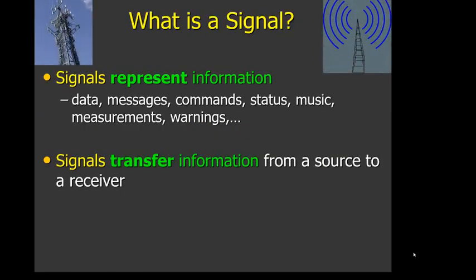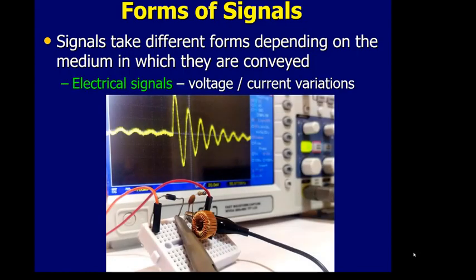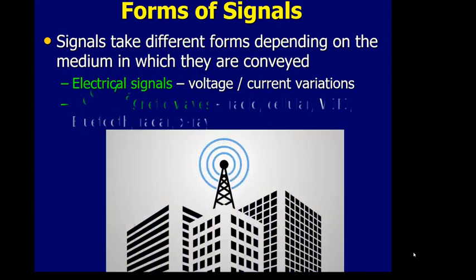Signals inherently transfer that information from one point to another, from what we call the source to the receiver. What form the particular signal takes, its physical form, depends on what medium it's being conveyed in. Again, we're used to electrical signals. Voltages and currents are our favorite kind of signal, usually happening and being conducted through copper wires.